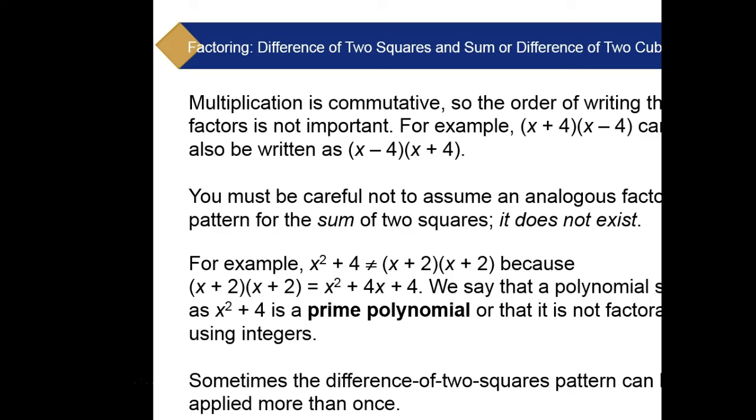For example, if you were to be tempted, what would be your temptation to say here? X squared plus 4 would be? Times? Oh, okay. X plus 2 times x plus 2. Let's see what that gives us. Can we FOIL that? Okay, what would that give us? X squared plus 2x plus 2x plus 4. That's not what you got here. You have an extra plus 4x in it. So no, this does not factor that way. There is no way to factor x squared plus 4.